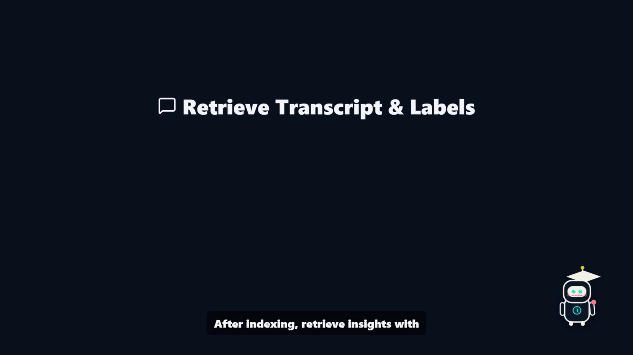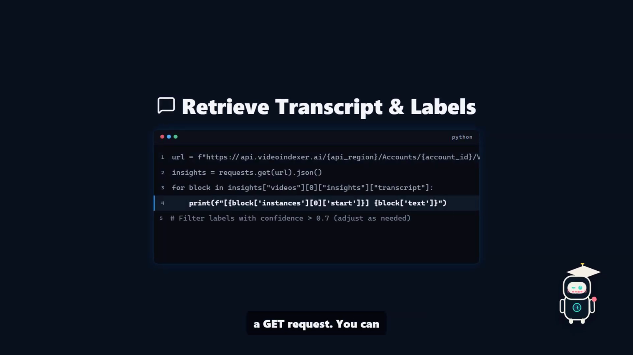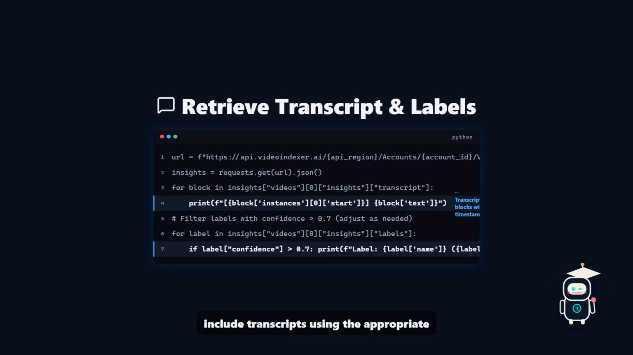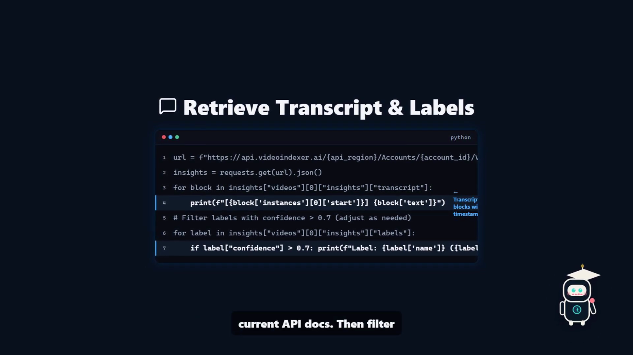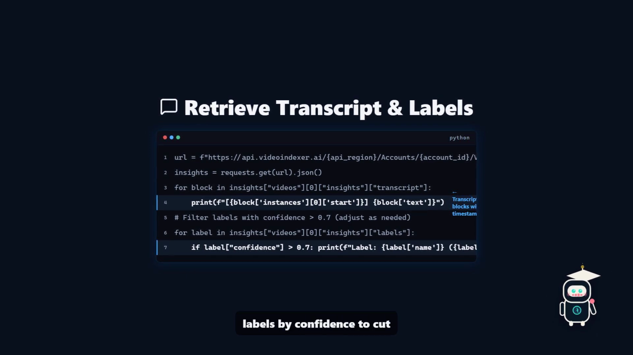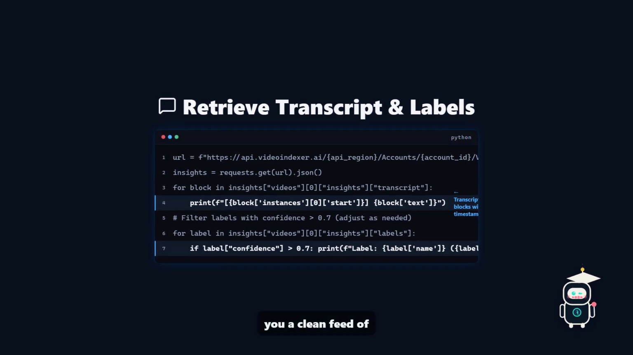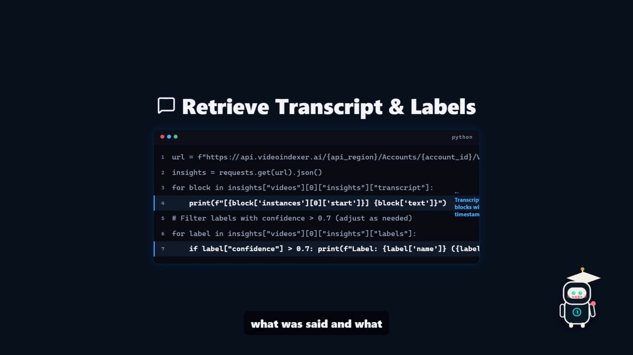After indexing, retrieve insights with a GET request. You can include transcripts using the appropriate query parameter. Check the current API docs. Then filter labels by confidence to cut through the noise. You might keep only those above 0.7, for example. This gives you a clean feed of what was said and what was seen, ready for your downstream application or search index.